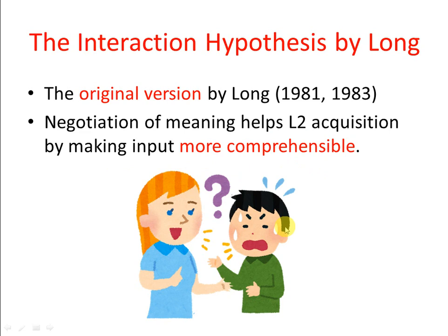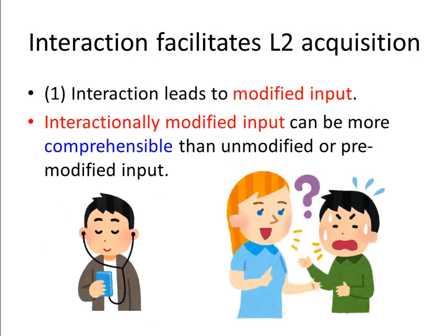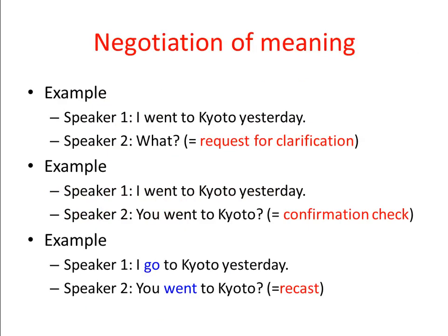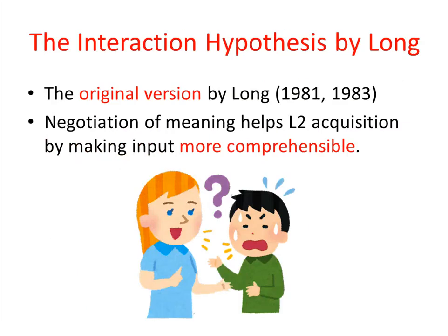So as I told you, if we have input, we can interactionally modify it, we can provide interactionally modified input to the learner, and interactionally modified input is more comprehensible than unmodified or pre-modified input. Okay. So this is the original version of the interaction hypothesis.